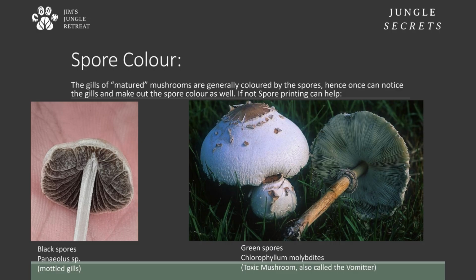A mushroom can be rightly identified once it has started releasing its spores, so it is when it's quite mature. There are different spore colors also, like Panaeolus, the mottled gills we saw, or the ones like the magic mushrooms, this example, this one. All these are Panaeolus species, and they have black colored gills. And if you observe them closely, they have this pattern. They are called mottled gills. Chlorophyllum molybdites over here is a poisonous mushroom if not cooked properly. It has green spores.